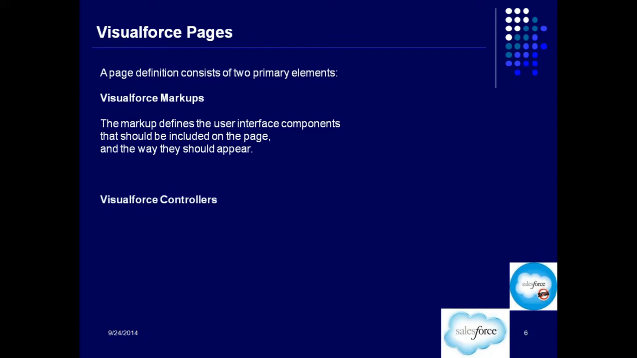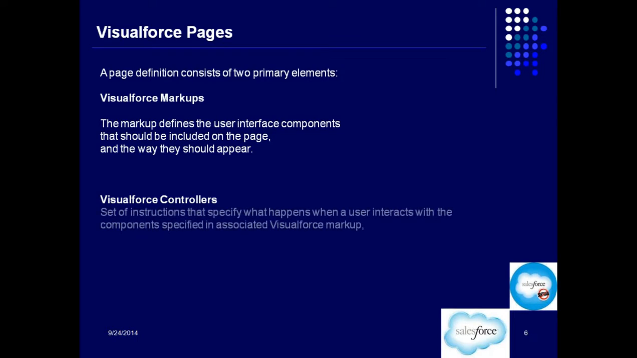Then what else do we have on a Visualforce page? For a Visualforce page we have controllers. So there are two elements of a Visualforce page. First one is markup, second one is controllers. So what is a controller? A set of instructions that specify what happens when a user interacts with the components specified in the associated Visualforce markup.